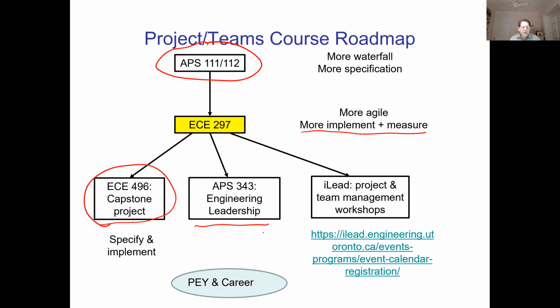APS 343 is about engineering leadership. So really focusing on the teamwork part. How do you create teams? How do you lead teams? Something that becomes very important as you go through your career. Actually, one of the most satisfying things that I've done in my career is learn how to lead teams, how to build organizations, and take pride in helping to mentor people to get to the next level. So this course is really about that.